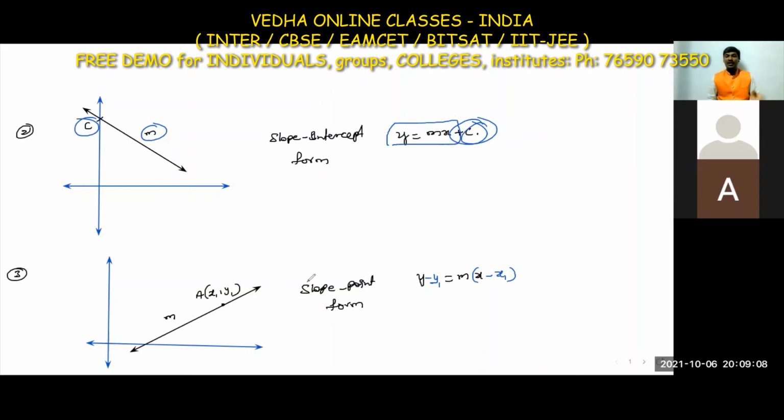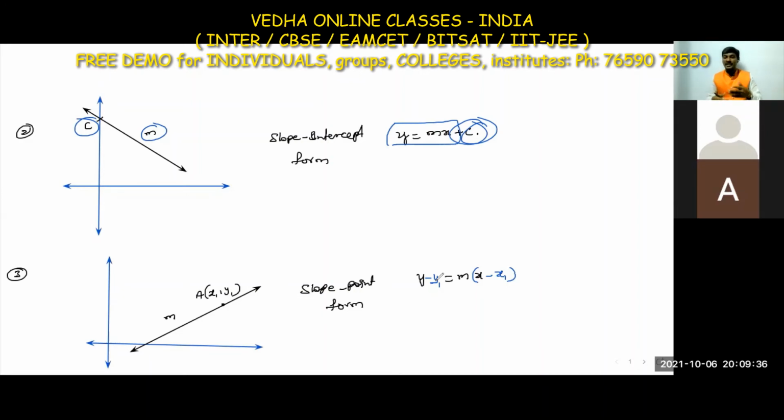So after that, when we know the slope and one point, how to find the straight line equation? We use this formula again. It's also like y is equal to mx, but from y we are subtracting y1, and from x we are subtracting x1. So what is the final formula? y minus y1 is equal to m into x minus x1.